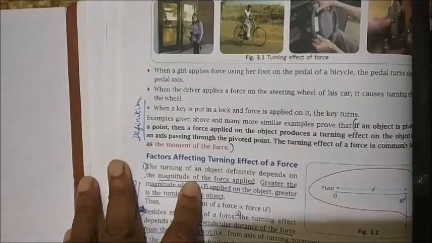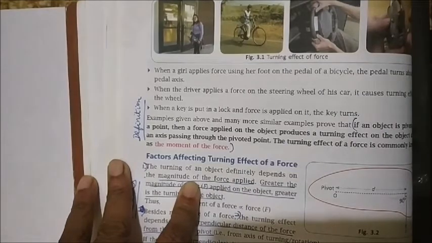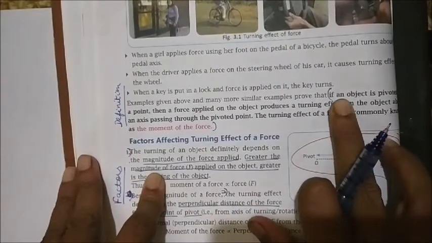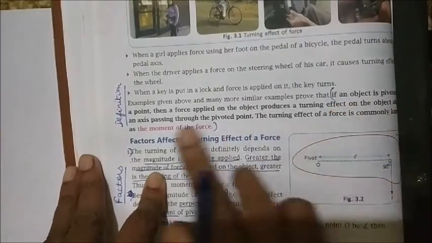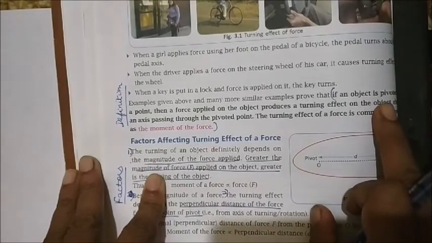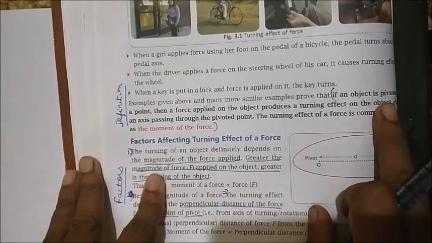I hope you understood the concept of moment of force. Now I'll explain it a little more. Okay. So the definition goes like this. If an object is pivoted at a point. Now I hope you understood about the meaning of the word pivot. It means it's a point where it's fixed and about which it can rotate.